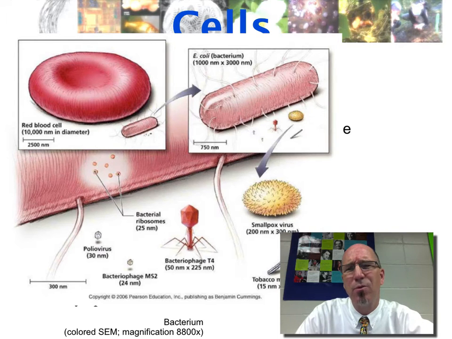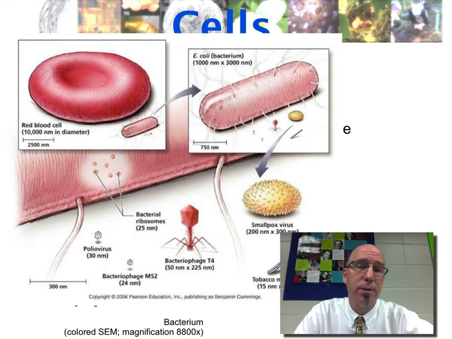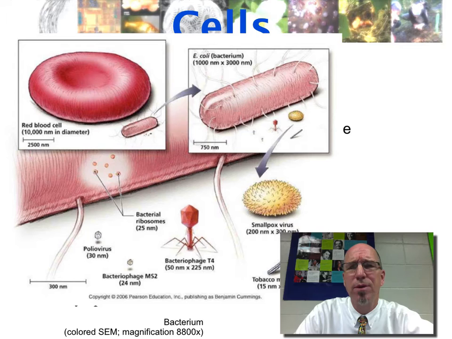Then you see that little rod-shaped thing. That's an E. coli, and I know you've heard of that with regards to food poisoning. E. coli is a bacteria. It's not a red blood cell, but it's much, much smaller. You can see that it's on the scale of maybe 1 or 2 micrometers in size. So not very big.